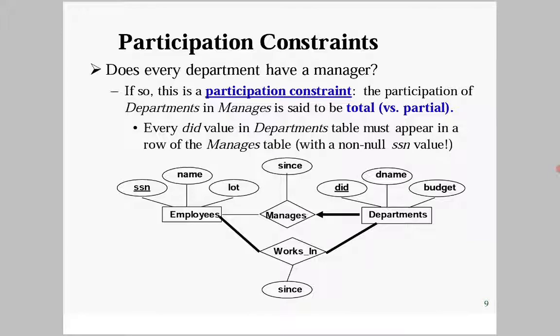Here we are taking two entities, employees and departments, and two relationships, manages and works in. So here also we are taking same fields or attributes. Employees having some SSN number, name, lot. Manages and works in are two relationships with only a single field, since, and department is also having three fields: department number, name, budget.